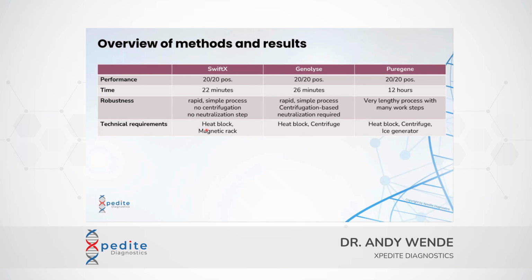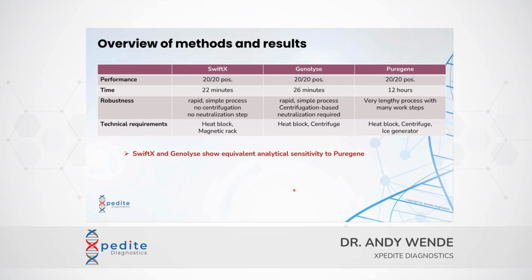Also, the technical requirements are very simplified with SwiftX. It's just a heat block and a magnetic rack. You don't need any more equipment. Of course, a pipette, yes, but that's it in terms of instruments. For the Genolyze, it's a heat block and a centrifuge. For the PureGene, it's again a heat block and centrifuge, but for a couple of the work steps it also needs ice. So you would also need to have access to ice.